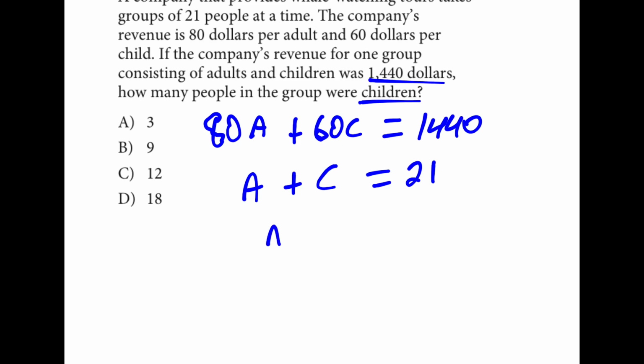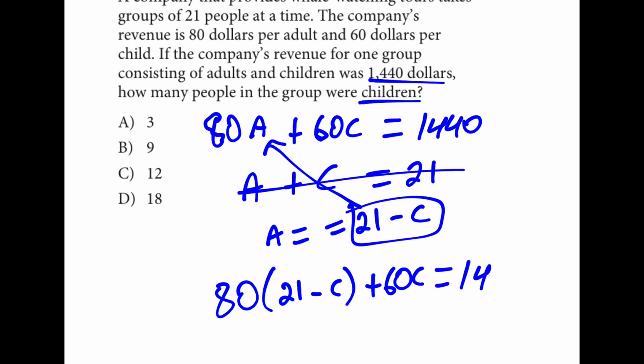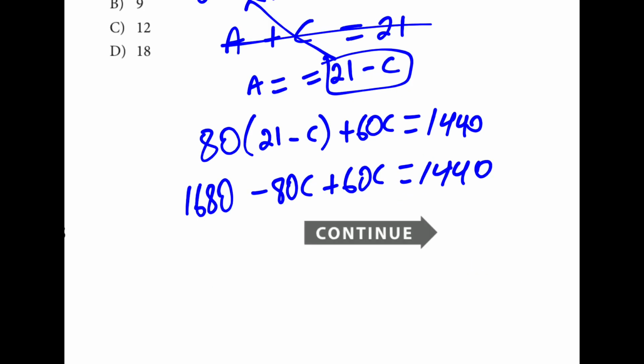So let's take this second equation and change it to 21 minus C. And let's then plug that in here for the first one. So I get this after distributing, and once I move this to the other side, I get this, and C ends up being 12.